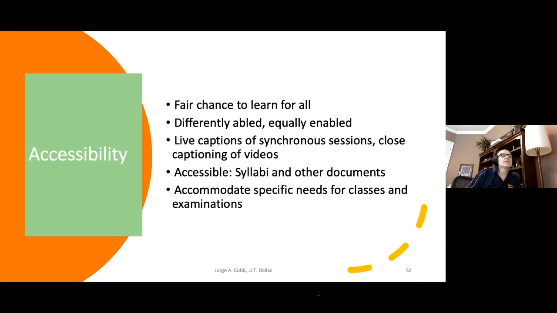So, accessibility. We want to give everybody a fair chance to learn. We have different abilities, but we want to enable every single student to reach their maximum potential. Lucky for us, technology nowadays allows this to happen. We're going to have live captions for synchronous sessions, and the videos that are made of the synchronous sessions will be closed captioned. And MS Teams allows us to do so through another process.